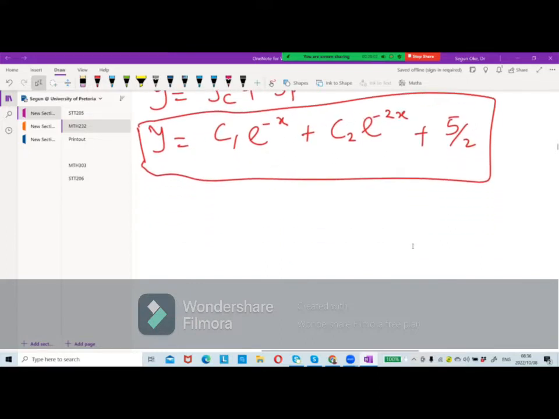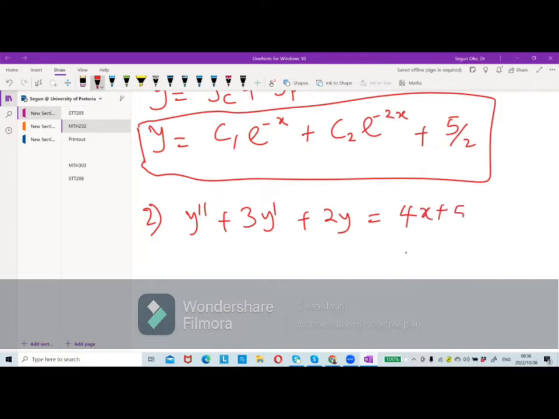Okay, I will try and keep the left side of my equation. Let's say number 2 now. I will still use y prime prime plus 3y prime plus 2y equals 4x plus 5. So what category can we call 4x plus 5? Linear polynomial. Thank you. So let's call this one equation 2.